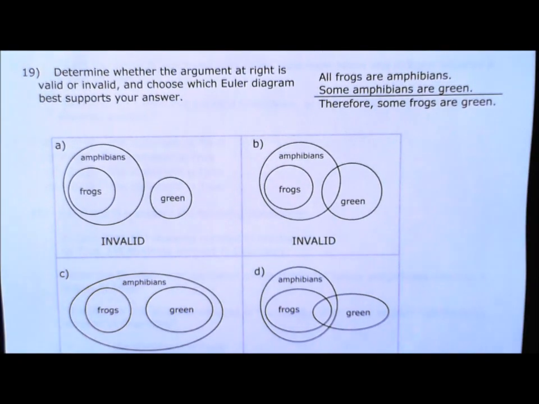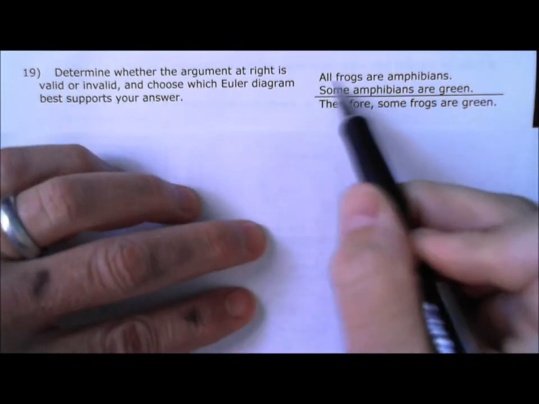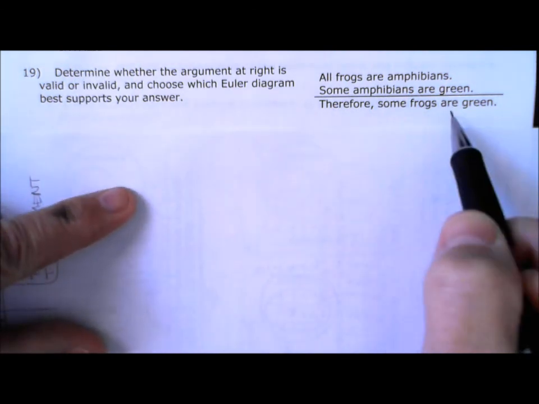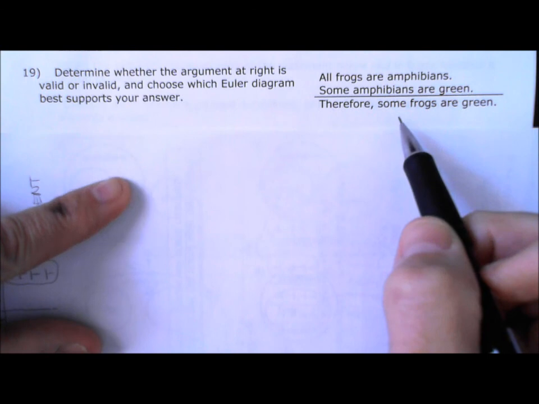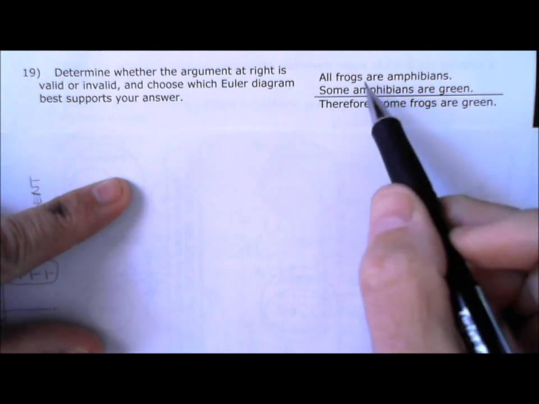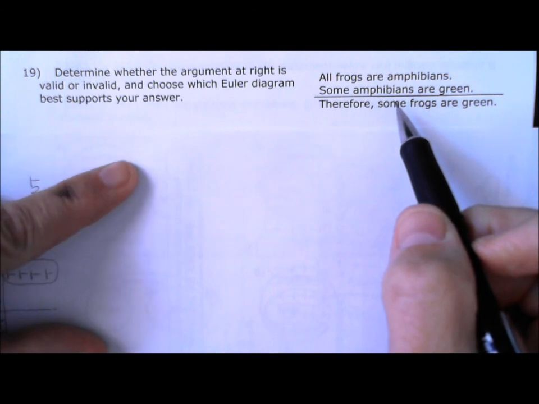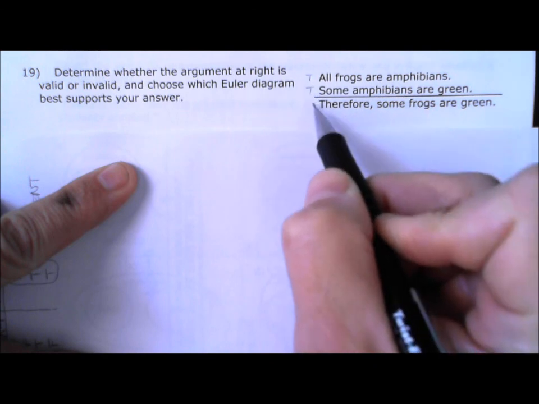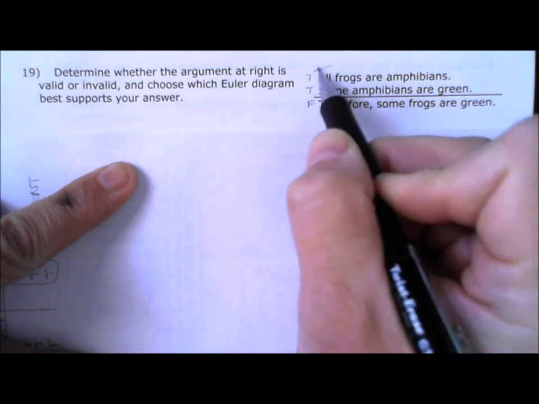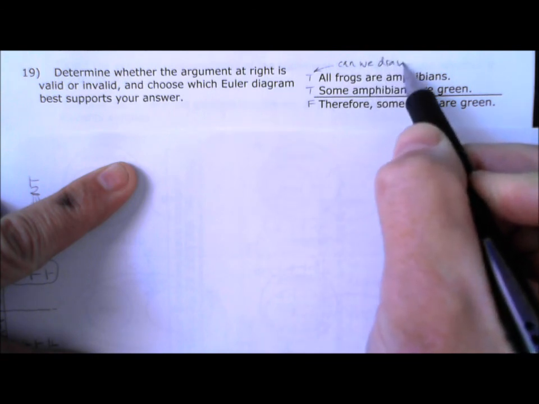Now in number 19, we're given an argument. All frogs are amphibians. Some amphibians are green, therefore some frogs are green. And we'd like to determine if this is valid or invalid. I think the best way to do this is to first attempt to invalidate it. That is, we're going to see if we can draw a picture in which this is true, and this is true, and this is false. Can we draw this?